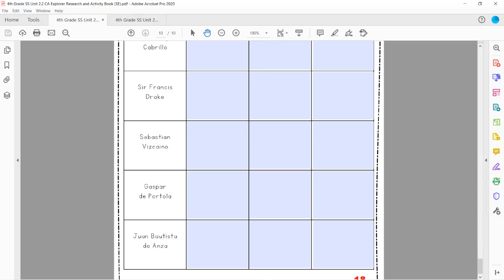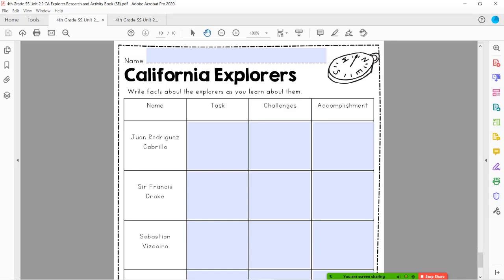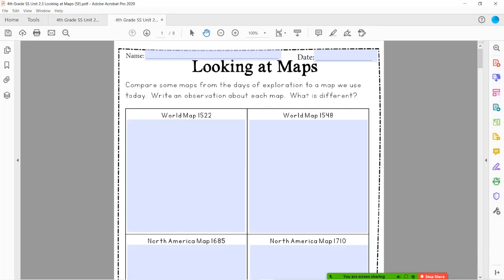One or two-word answers are not enough. Please try and write complete sentences where you can. Now, that's going to take you through to the end of your California Explorers book. The next section that you're also going to cover is about maps.